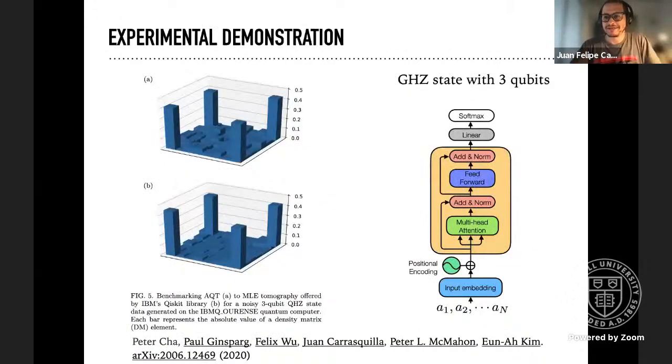Then we went ahead, in collaboration with Una, the chair, and Peter Cha, who is attending, and did a little experimental demonstration where we learned a GHZ state prepared with 3 qubits, which is very interesting. It's already on the arXiv, but I just want to mention that we can use these tools to play with experiments.